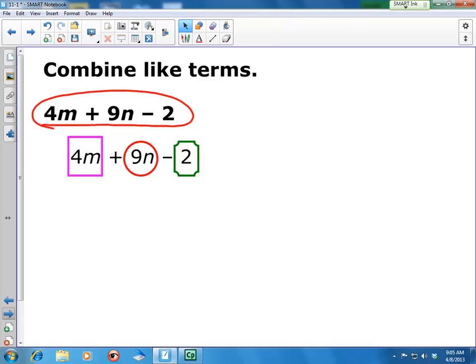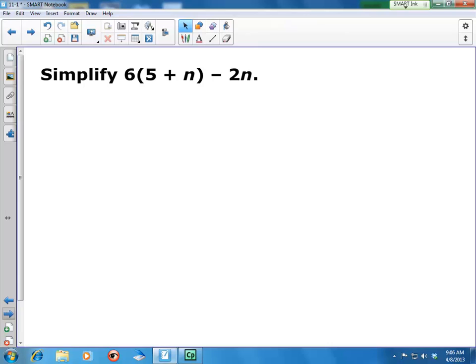Okay? So if you come to one like this on your assignment, don't spend hours trying to figure out what to do. If you don't have any like terms there, then you can't combine them, and then that's your answer. Okay? Questions on that one? No? All right, let's take a look at our next one.